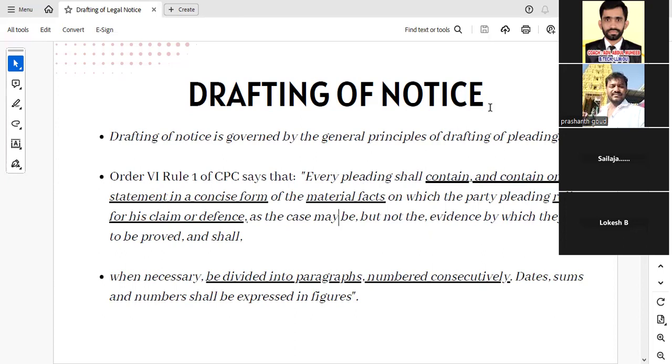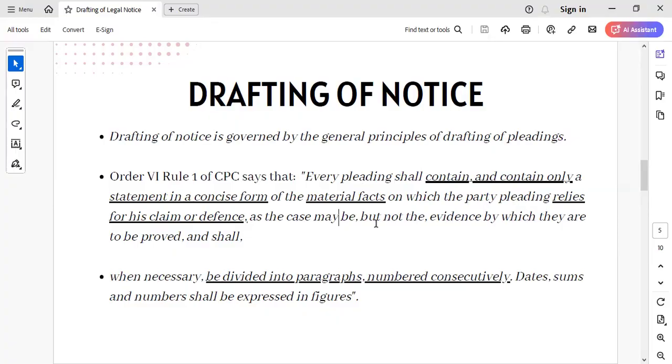What should you do? You should not give any evidence. You should write only the facts, in a concise, very abstract, summarized form, of the material facts relied on for the claim or defense, as the case may be, but not the evidence by which they are to be proved. When necessary, it shall be divided into paragraphs, numbered consecutively. Dates, sums, and numbers shall be expressed in figures.